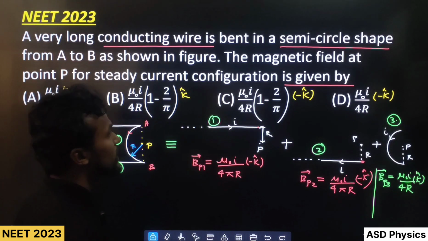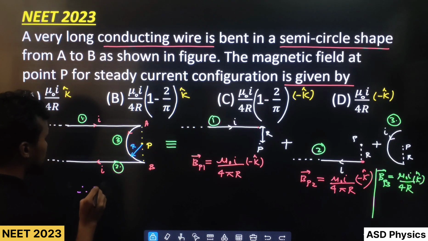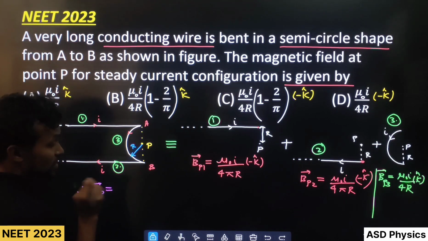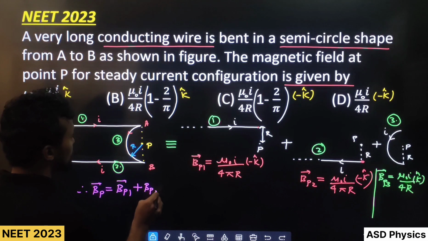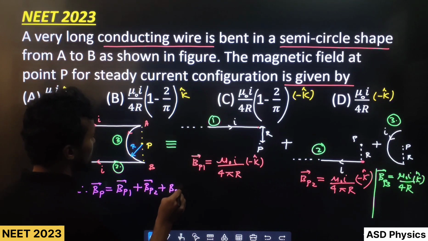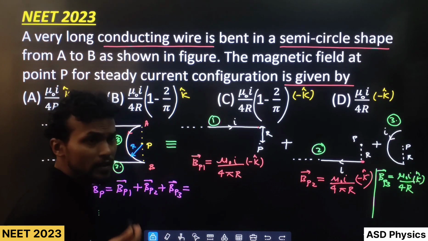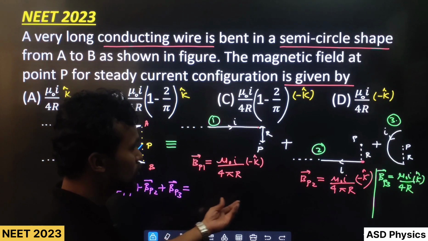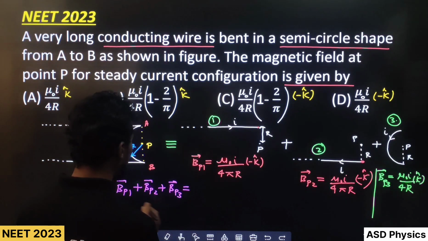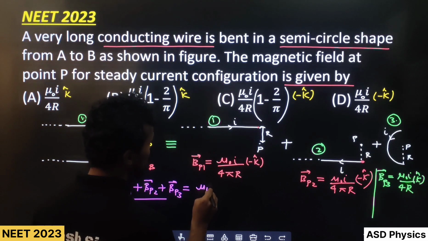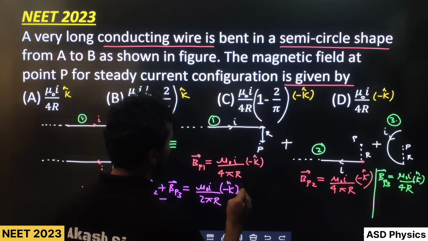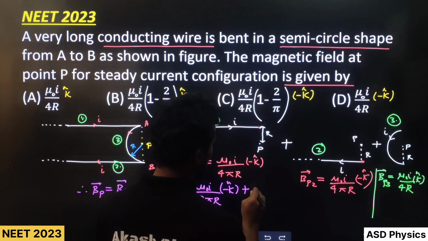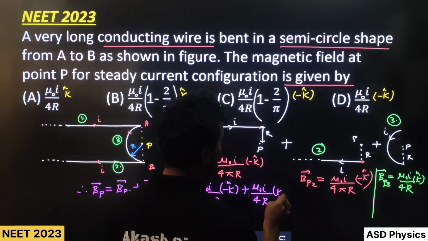Now we have to calculate the resultant magnetic field at point P. So the resultant magnetic field at point P will be BP1 plus BP2 plus BP3. We have to add all of them in vector form. Here mu naught I by 4 pi R, mu naught I by 4 pi R. We will add both of them, so it will become mu naught I by 2 pi R minus k cap. Plus, due to the semicircular coil, mu naught I by 4R, k cap.